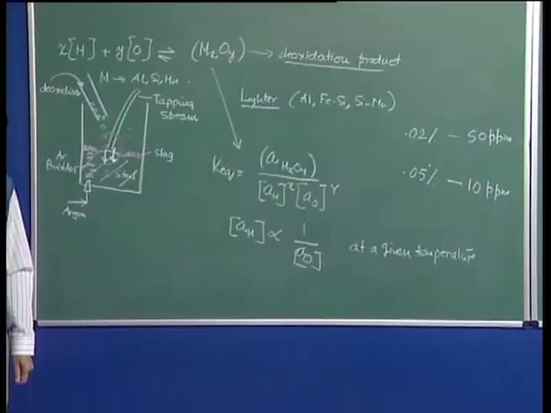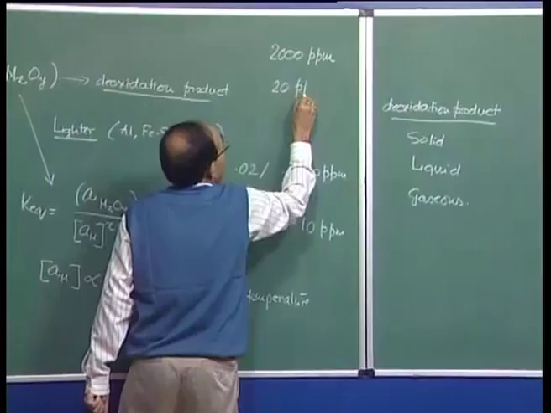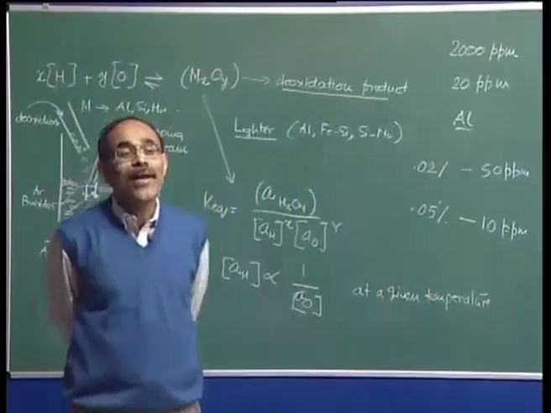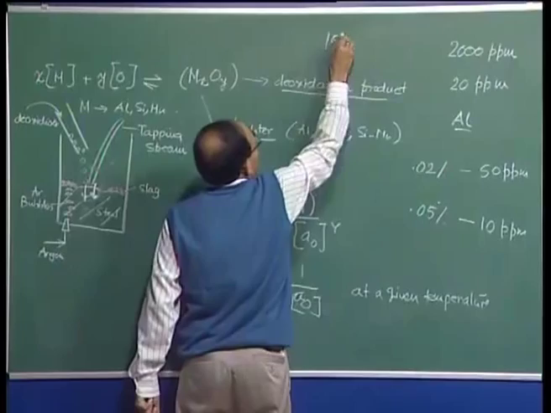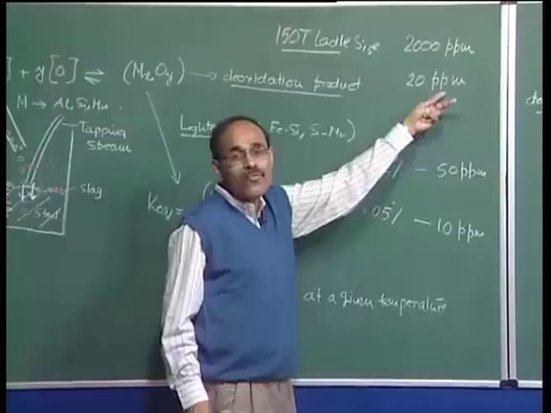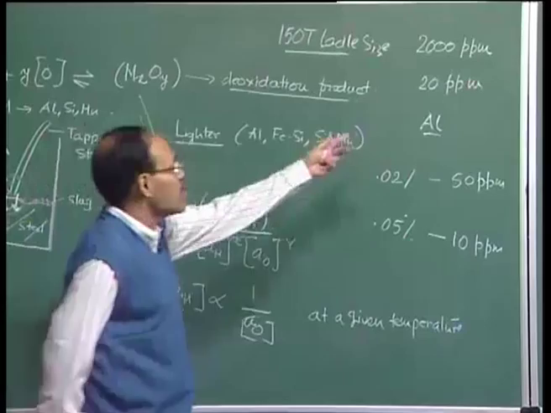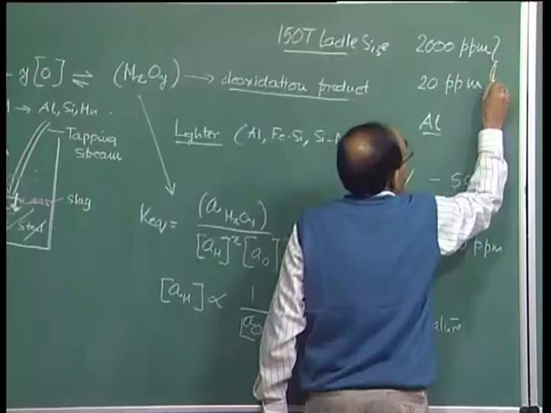Now, the amount of deoxidizer required in a steel melt shop is very important information. Suppose I started with 2000 ppm of oxygen in the bath and I want to get to 20 ppm of oxygen by adding aluminium. Can you tell me how much aluminium I would be adding to the steel bath? I have a ladle size of, for example, 150 ton. Initial oxygen from the basic oxygen furnace is 2000 ppm, final oxygen is 20 ppm, and I wish to add aluminium in that 150 ton ladle. I want to know how much aluminium I should be adding in order to achieve a net reduction of 1800 ppm.